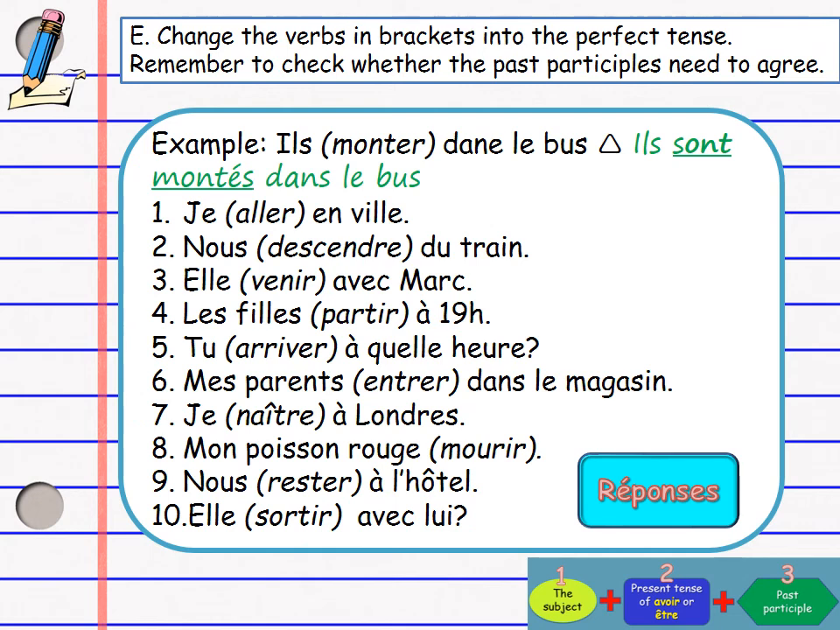Right, last exercise. Change the verbs in brackets into the perfect tense. This will really help you work through and just practice. So remember, again, in the bottom right hand corner you've got a reminder, you've got the subject, you need the present tense of avoir or être. Obviously these verbs all take être, and you also need your past participle. So off you go. Answers coming up in just a second.